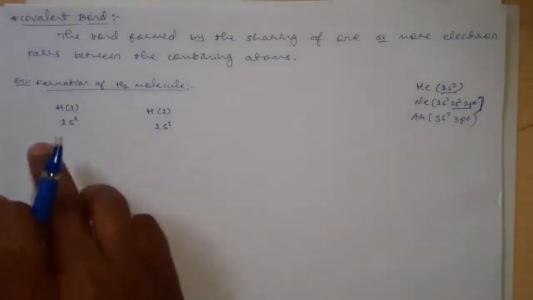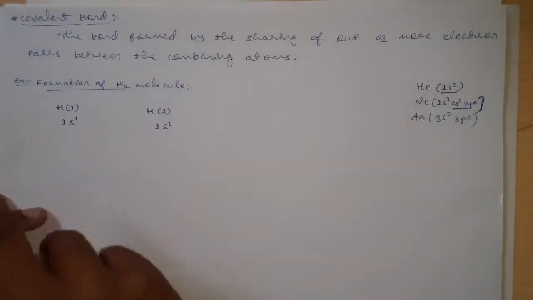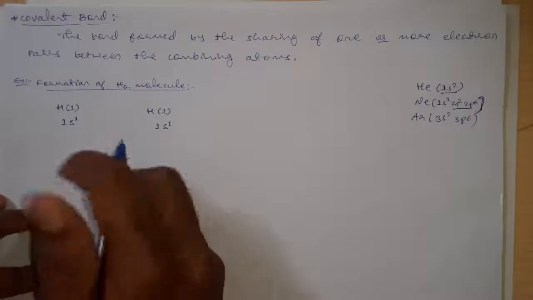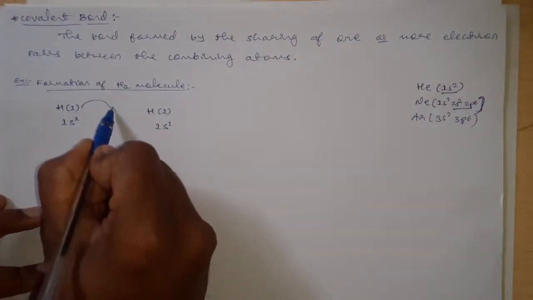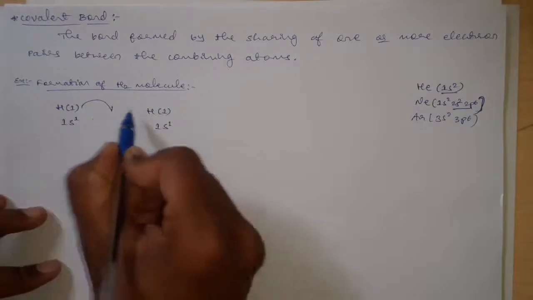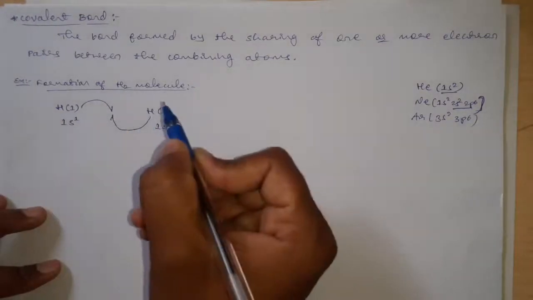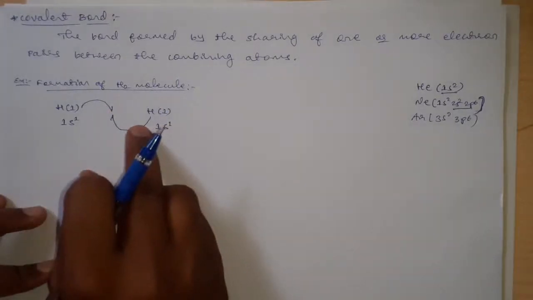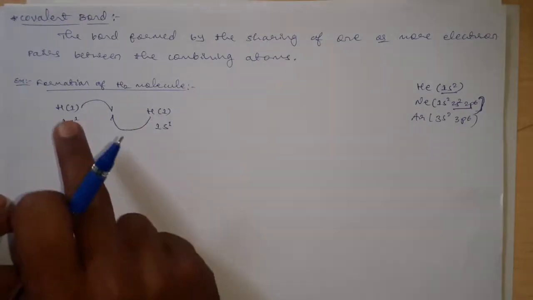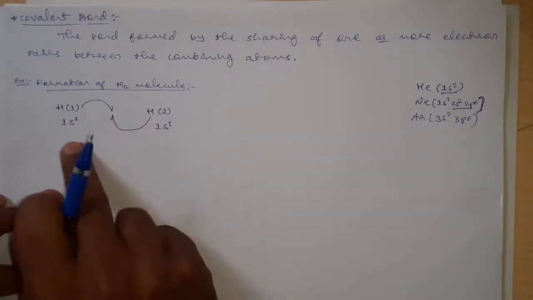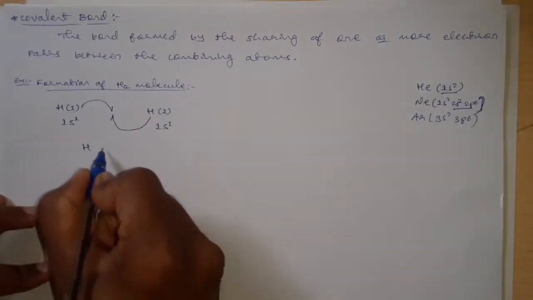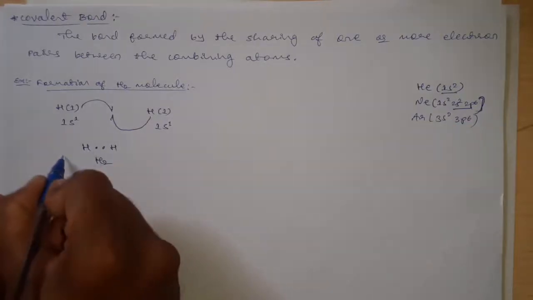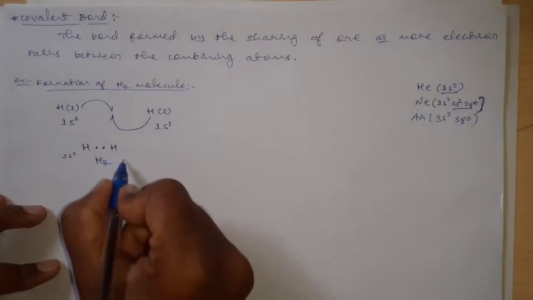Therefore, hydrogen wants to get its nearest noble gas electronic configuration, that is 1s2, and this is possible only when each hydrogen shares its one electron for bond formation. One bond forms by the sharing of one electron by each of the two hydrogen atoms, resulting in the formation of H2. Each hydrogen now has an electronic configuration of 1s2.